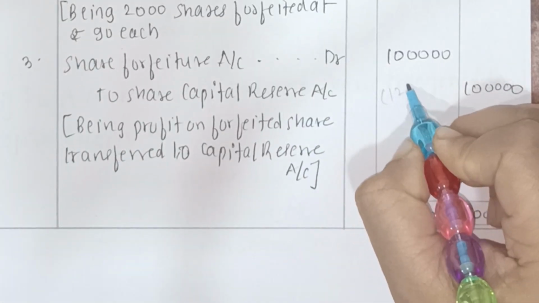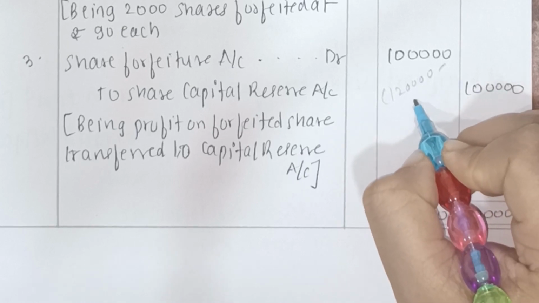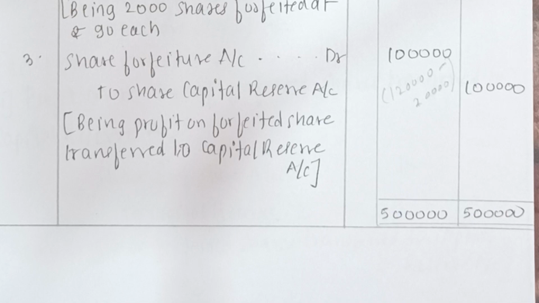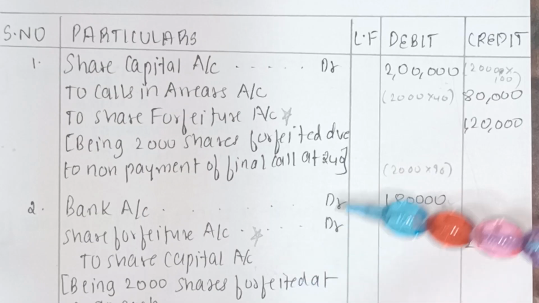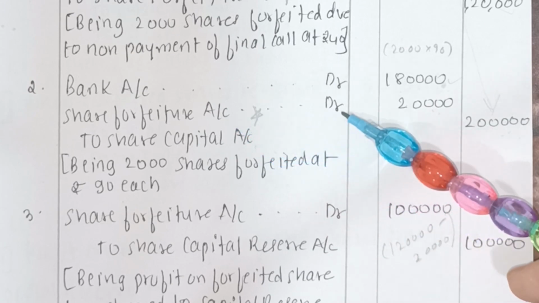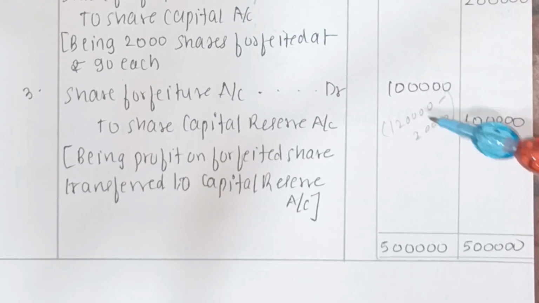So how did I get this? In the share forfeiture account, you have 1,20,000. Then here also you have share forfeiture, you have 20,000. This is 1,20,000 minus 20,000. You get it as 1 lakh. So the narration is: profit on forfeited shares transferred to capital reserve account. See, this is one of the easiest methods to calculate the profit.